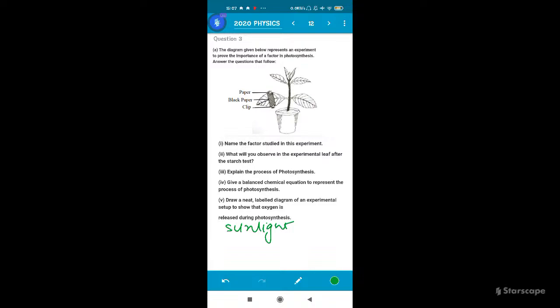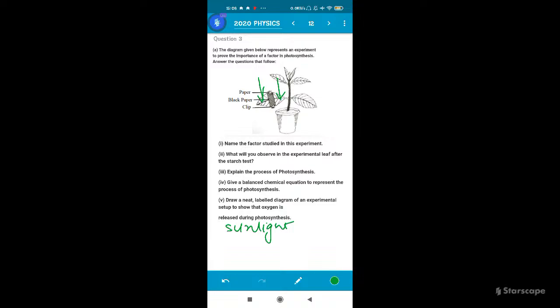So what will happen in this experimental leaf which we have covered with a black paper? The area which is covered by the black paper, it will not turn blue-black because the starch will not be present in it, because no photosynthesis is occurring in that part. No sunlight, so no photosynthesis. But the remaining part which is not covered with the black paper, that means these parts, they will show a blue-black coloration due to the presence of starch. So this is your observation which you will see after the experimental end.